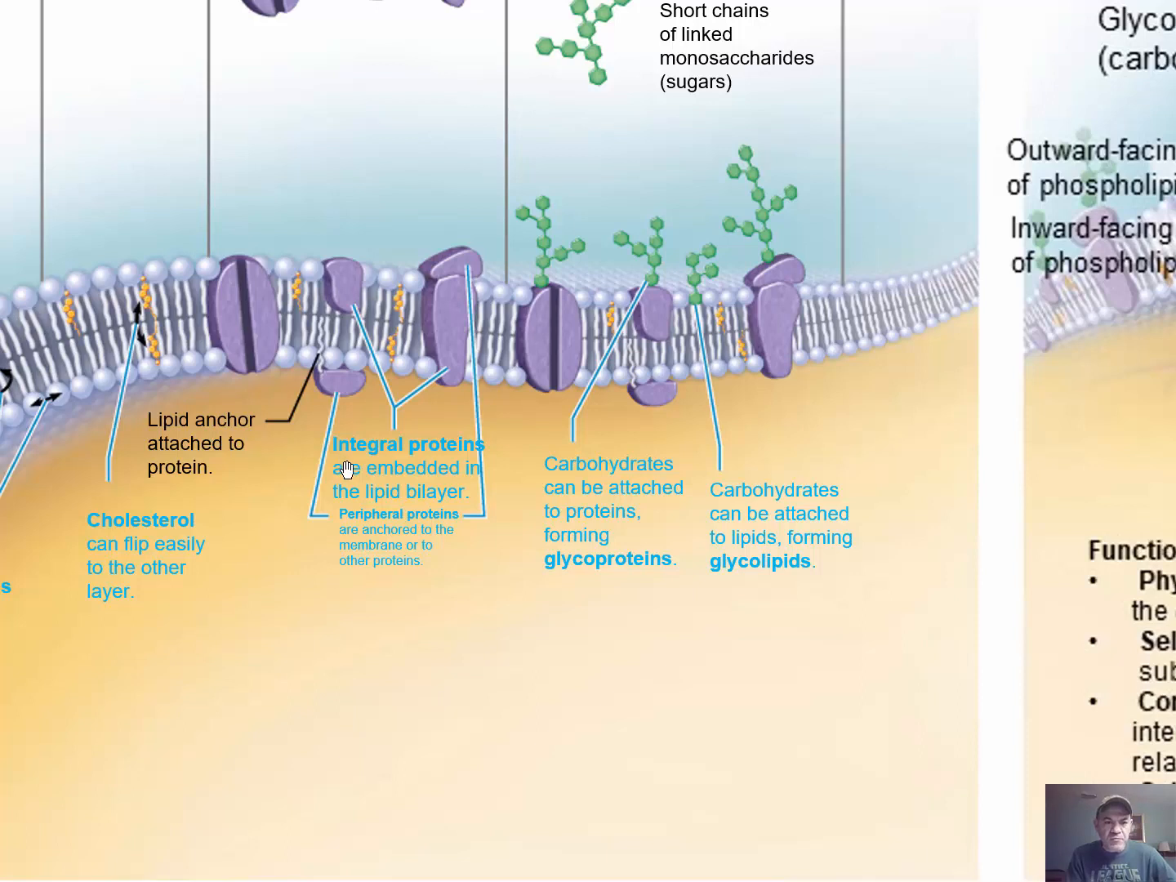And then we have integral proteins, and those are going to be embedded in the lipid bilayer. And then peripheral proteins, those are going to be anchored to the membrane or to other proteins. So we can see here there's a peripheral protein, and then it's got this anchoring lipid-like molecule that helps keep it in there. And some may be anchored to proteins themselves. Some go all the way through. Here's a peripheral protein there on the top that's anchored to an integral protein.